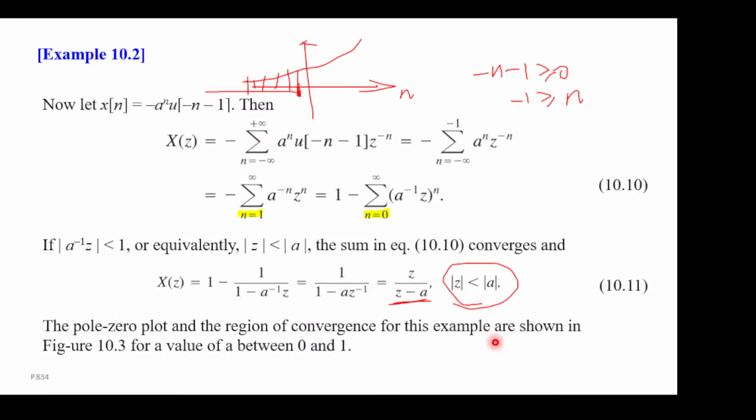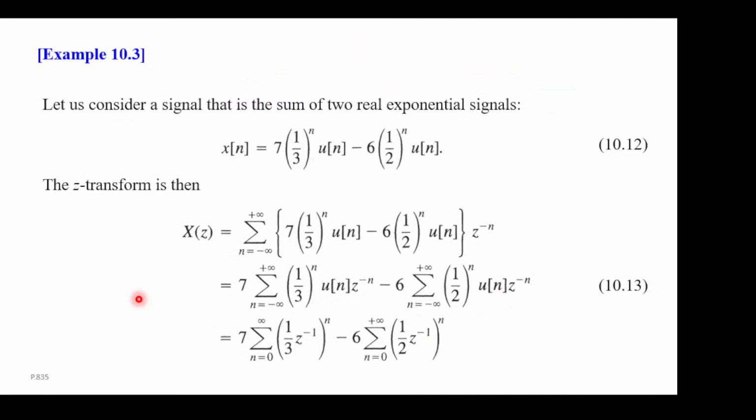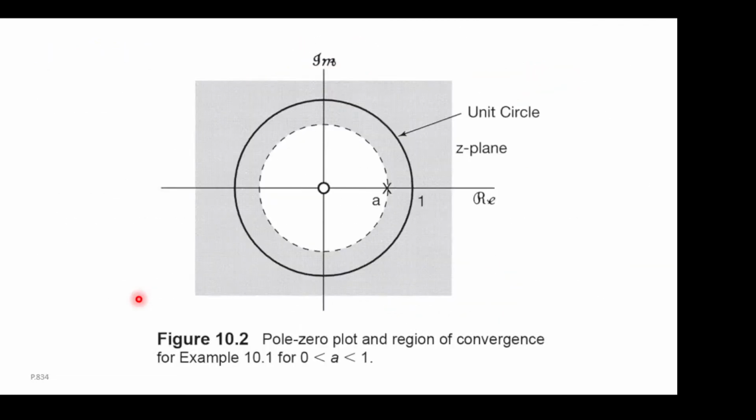ROC is, can I do eraser on this thing? No. Okay. Then the ROC is the other side, absolute value of z less than absolute value of a. We didn't include a figure, but you can imagine from here. It's the same thing, but the ROC is inside here.